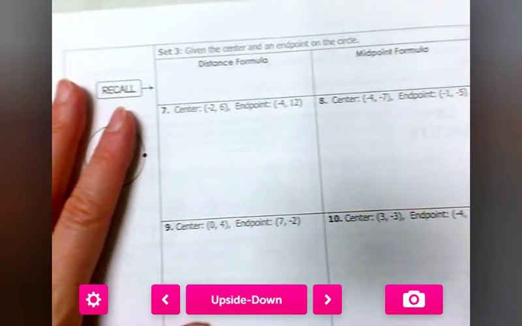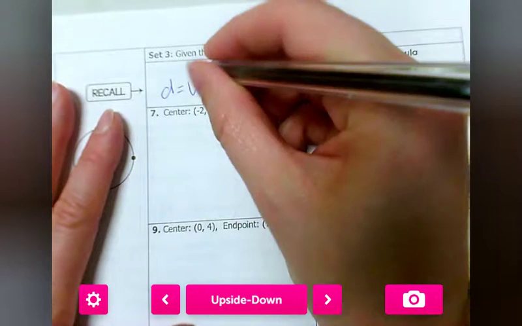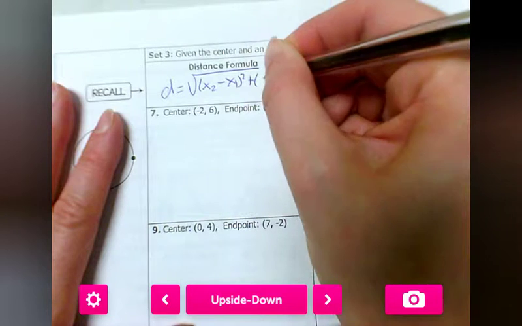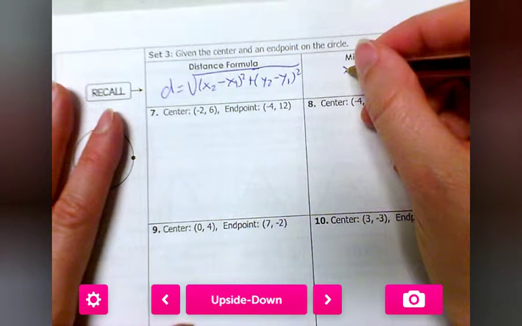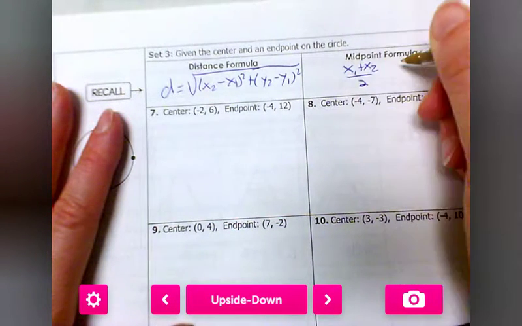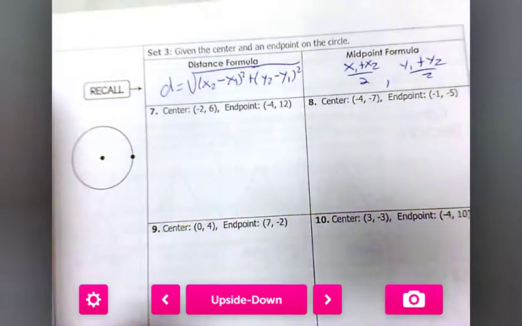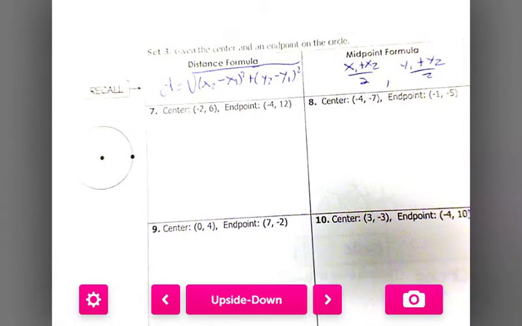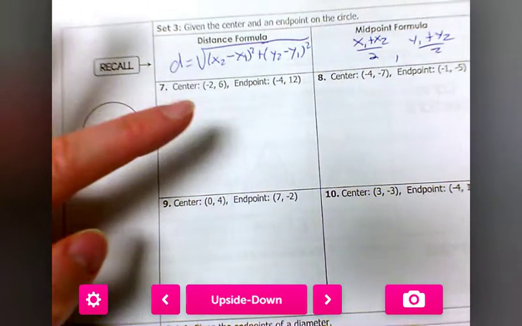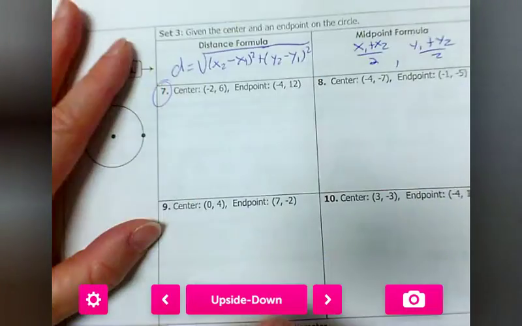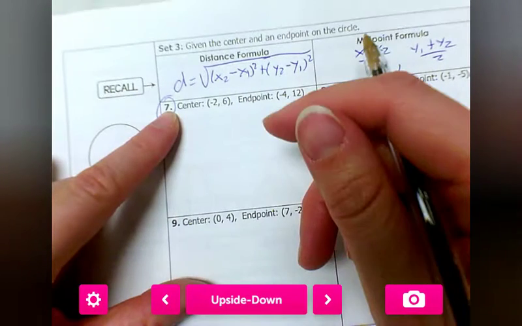All right. So we know the distance equals the square root of x2 minus x1 squared plus y2 minus y1 squared. And we know the midpoint formula is x1 plus x2 over 2 and y1 plus y2 over 2. You can always graph these instead if that's easier. Okay? So we're going to do one of each. I'm going to do 7 and 11, and then you guys will have the rest for homework. Number 7, I want to find out what the radius is.